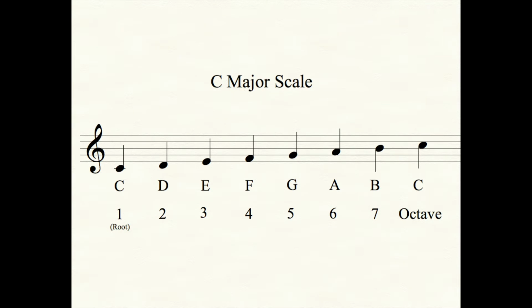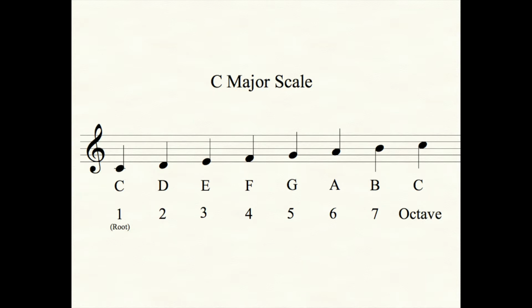Here we have a major scale starting on C. Below the scale, you'll see the letter name of every note, as well as the numbers 1 through 7 and the word octave. The numbers are what we call scale degrees. So, C would be the first scale degree, D would be the second scale degree, E would be the third, and so on. We're going to call the highest note in the scale the octave, and the octave is also going to be C, just like the first note of the scale. But we're going to call it the octave because it's 8 notes away from the starting point.